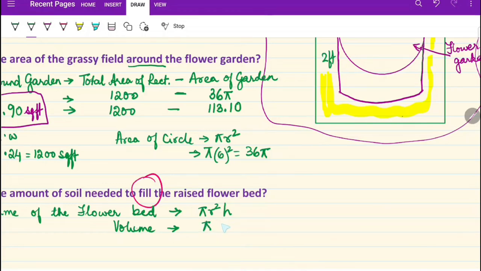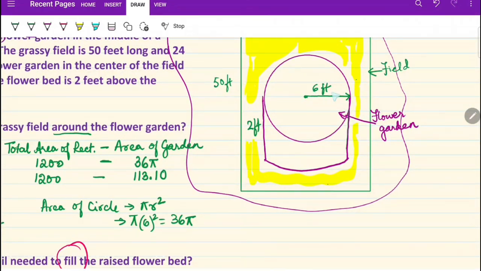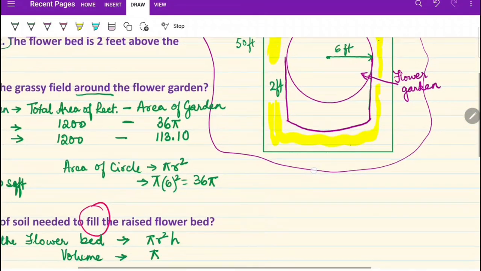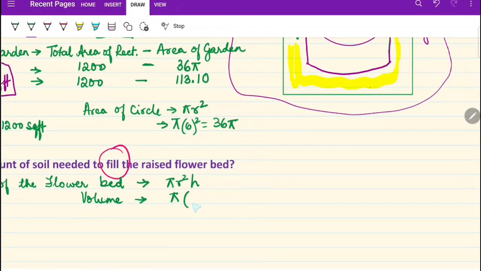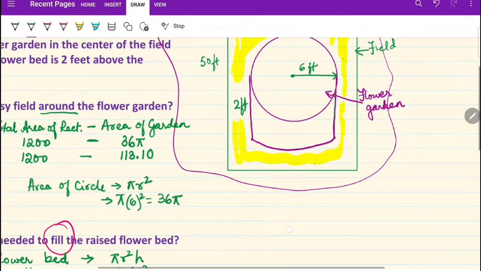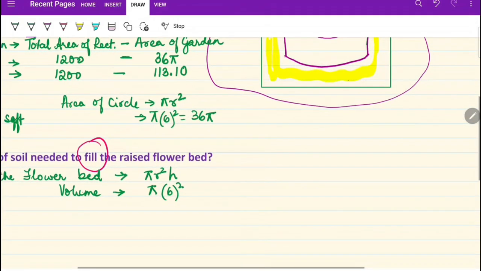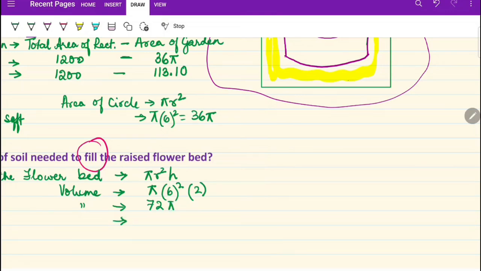pi multiplied by r squared. So r is the radius, which is 6 feet, and we have to square that. So it's going to be 6 squared, and the height is 2 feet, so multiplied by 2. And when we complete the multiplication, it's going to be 6 squared, 36 times 2 is 72 pi. And when you multiply that out using your calculator, you should get a value of 226.20. Now the units are going to be cubic feet.